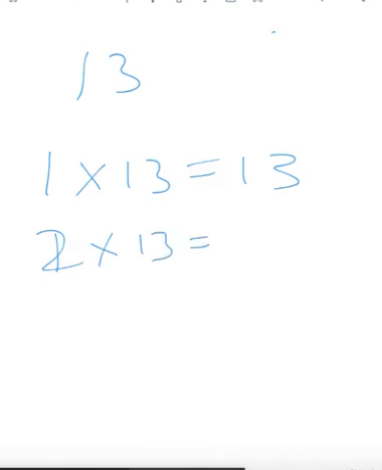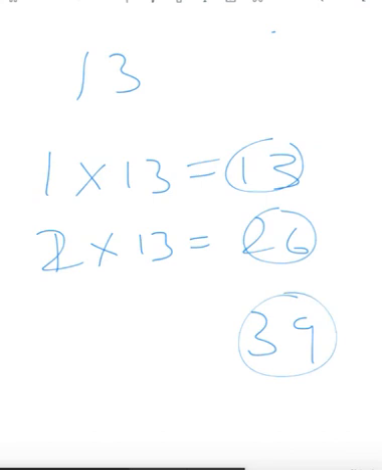1 times 13 is 13. 2 times 13, you can use a calculator if you wanted to, it's 26. And these are all multiples of 13. Or you can keep adding on. So 26 plus 13, the next one would be 39, and so on. And you keep going until the question asks you to stop, basically.